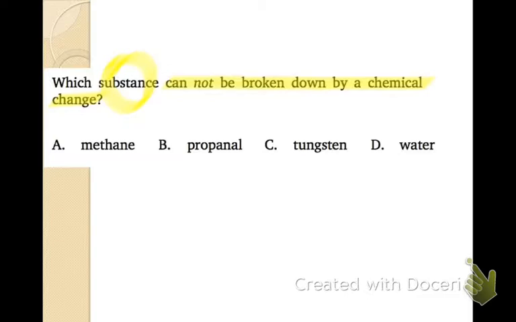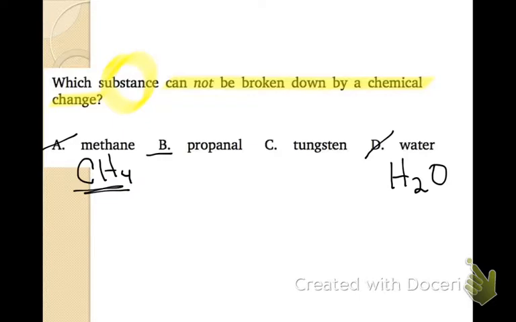So here we have to look at all of these to figure out which ones are elements. This is why I had you make sure you remembered what methane was. That's CH4. That's going to be a compound. So A can't be it. We have D over here. That's water, H2O. That's going to be a compound as well because it's 2 different elements.